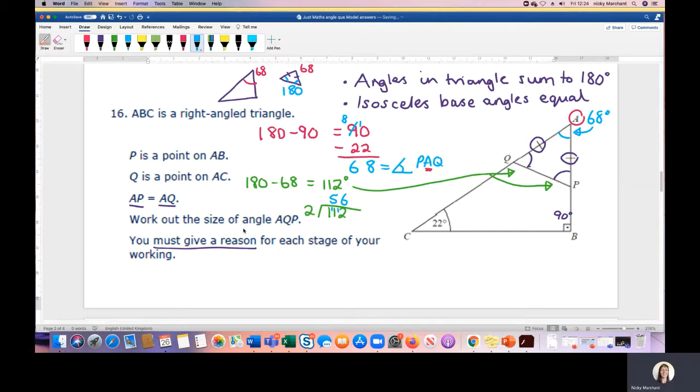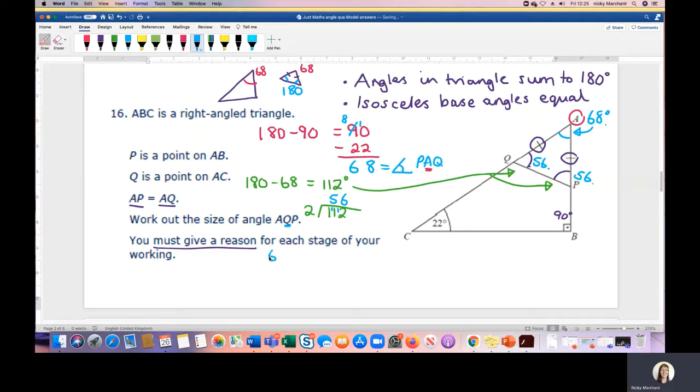Work out the size of the angle at AQP. Just lost my pen again. At AQP, there you go. The angle at AQP. So what is that angle here? This angle is 56. So is this one. Quick check. You should be checking that all 3 angles do equal 180. There's a quick check for you to do. And let's just do that now.